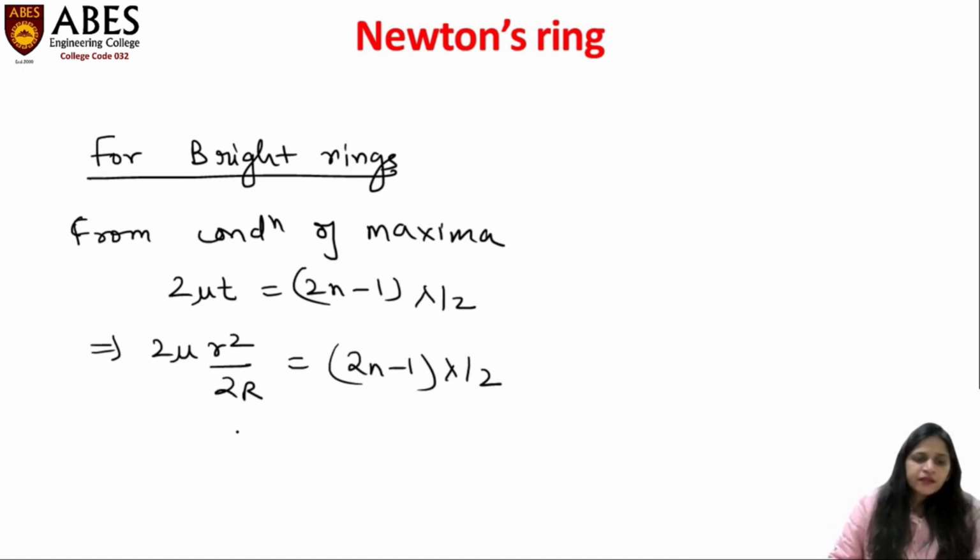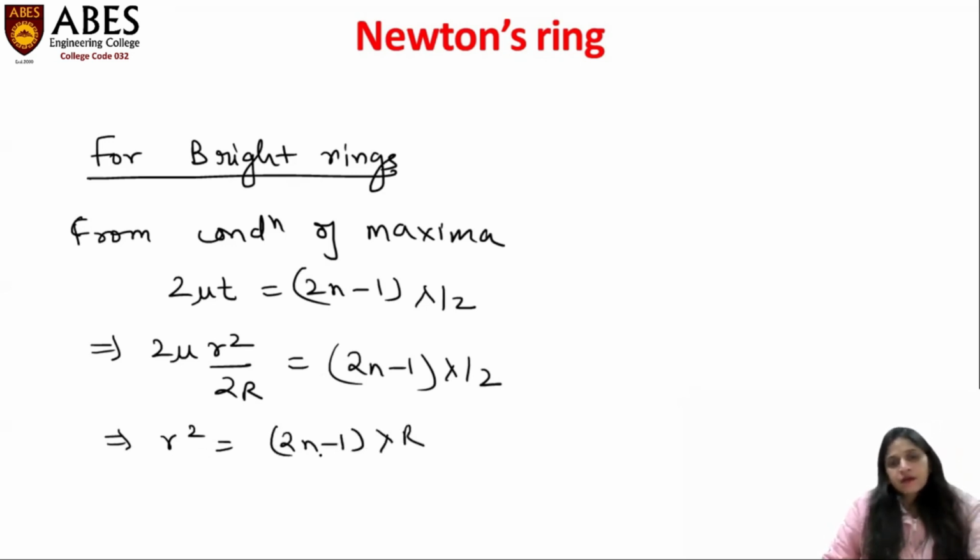So from here I can calculate the diameter of the bright ring. R is the radius of the ring, and we have put it in the condition of bright ring, or constructive interference. So let us turn the whole equation towards the radius. R square is equal to 2n minus 1 lambda R upon 2 mu.